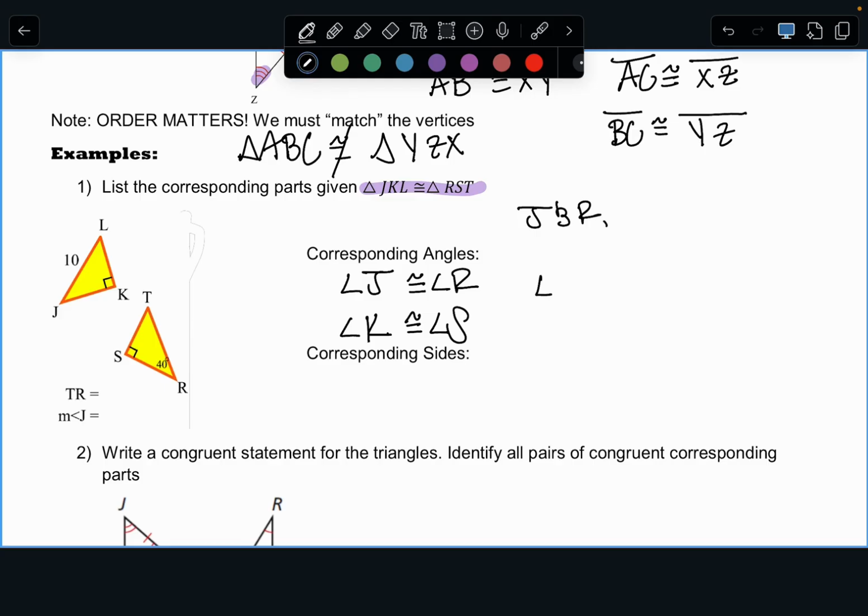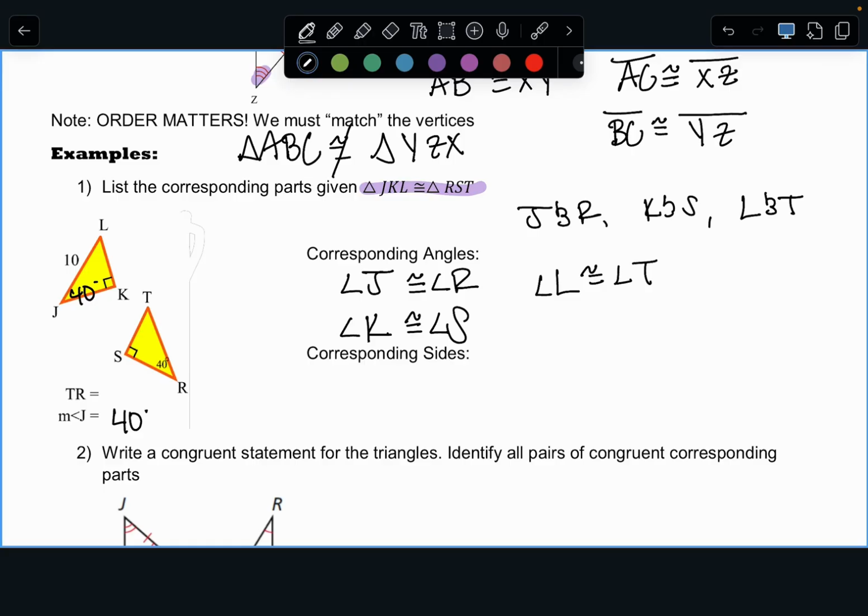Last one. Angle L. What does angle L go with? Angle T. Okay. So J and R go together. K and S. L and T. So we have these 3 congruent statements. So real quick, if angle R is 40 degrees, what's angle J? 40. They're the same. So this one's 40. Okay?